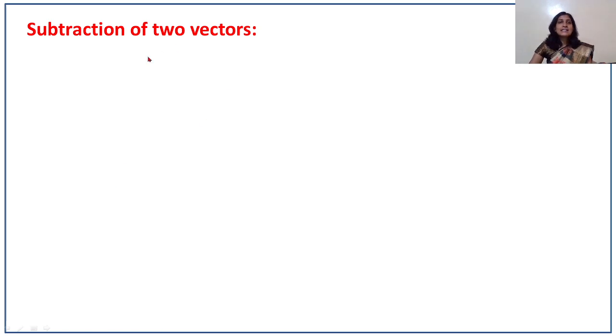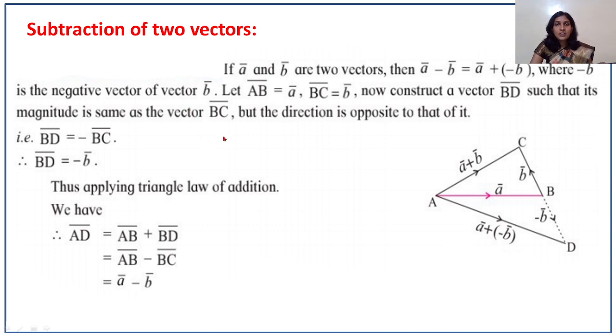Then next is subtraction of two vectors. If there are two vectors, A bar and B bar, then A bar minus B bar is equal to what? It is equal to A bar plus minus of B bar. Subtraction means this is nothing but a negative of a vector. What is minus of B bar? It is a negative of a vector of B bar.